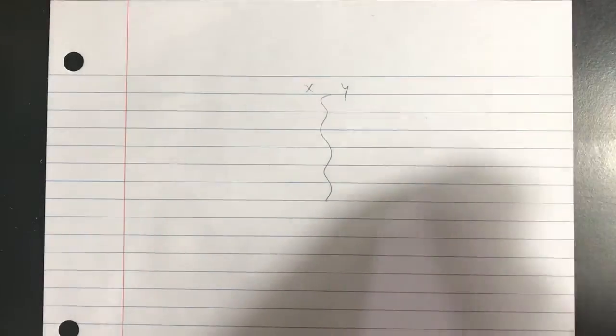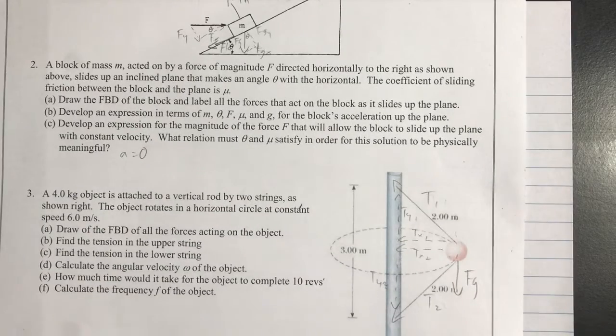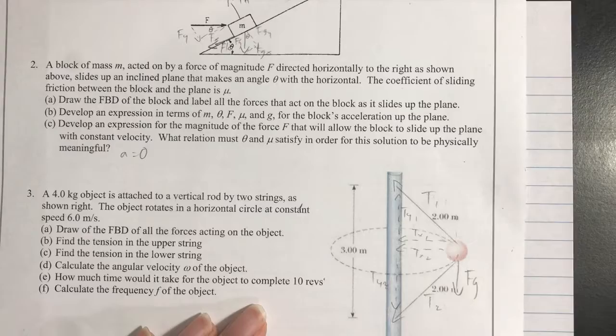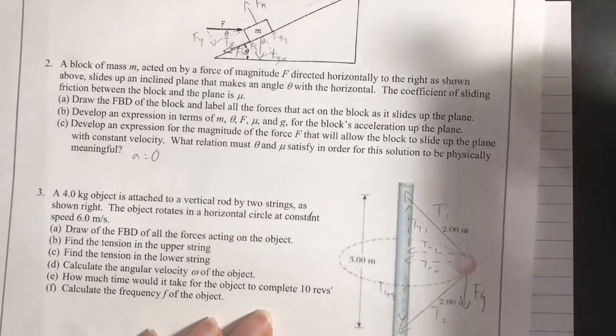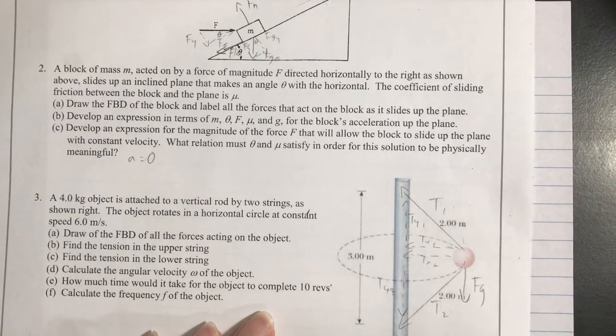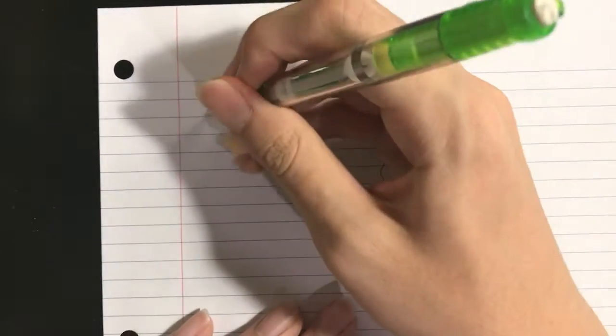So, for the X component, the ball is spinning in a horizontal circle, which means there is a centripetal force F of C pointing from the ball to the center of the circle, which is where the rod is. And F of C will be equal to Tx1 plus Tx2 because these two forces are also pointing towards the center, the vertical rod. So, Tx1 plus Tx2 equals F of C. Okay. But what is Tx1 and what is Tx2?